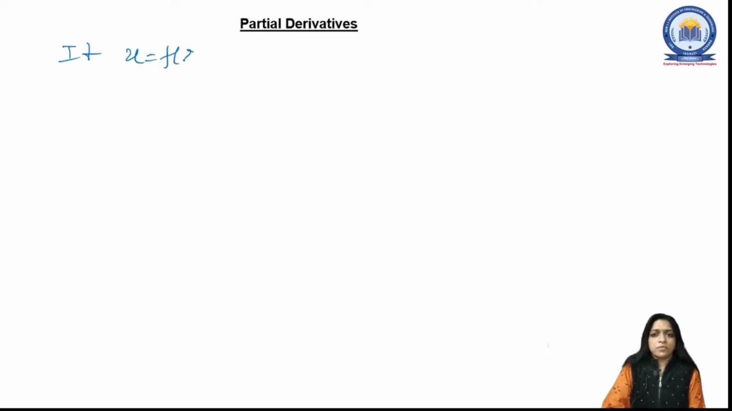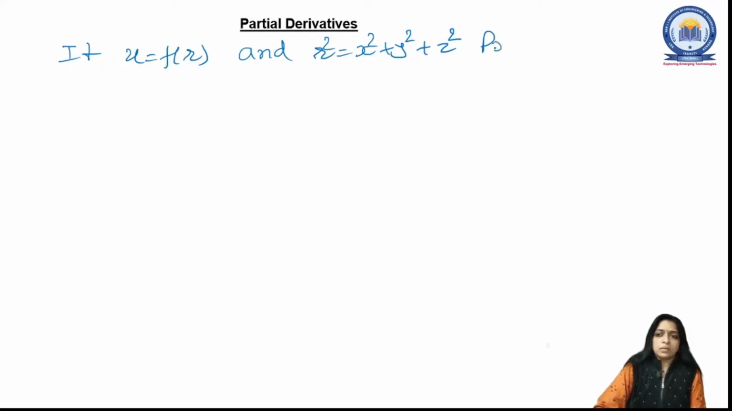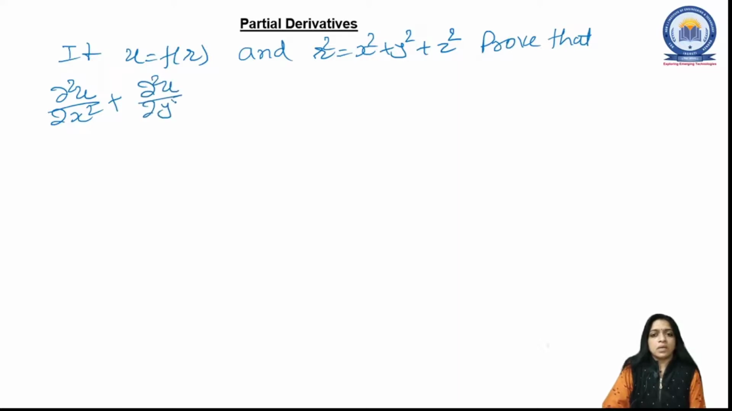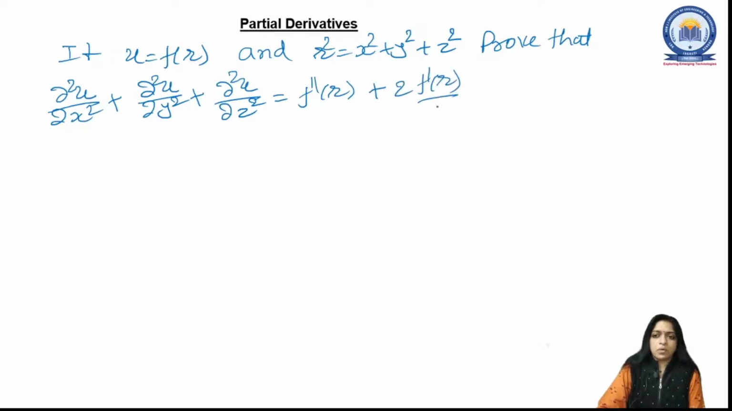If u is equal to f of r and r square is x square plus y square plus z square, prove that del square u upon del x square plus del square u upon del y square plus del square u upon del z square is equal to f double dash r plus 2 times f dash r upon r. Okay, so let's start the solution.